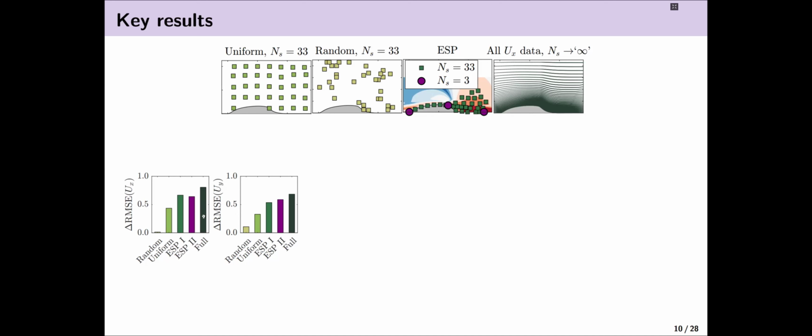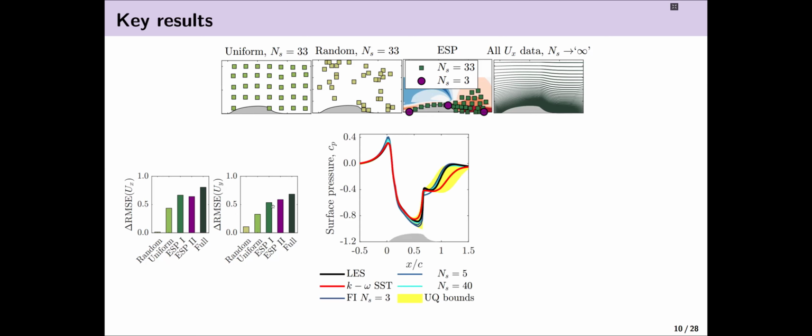Then we can also see that with just 3 sensors, it's kind of comparable to the case where we're using all the data available in terms of the error reduction, which is kind of good news because it says that we can use limited sparse experimental data to perform data assimilation and get good results.